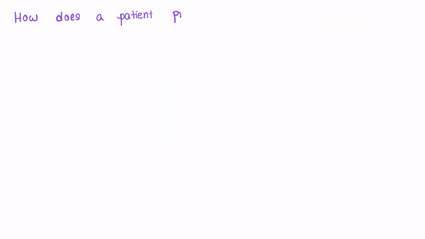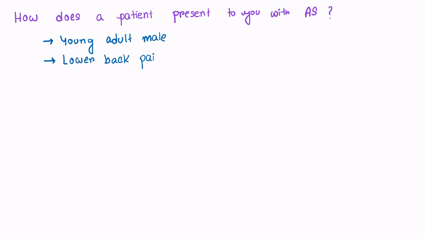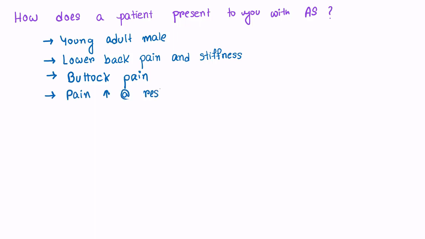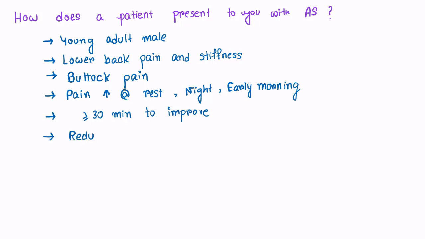Now, how does a patient with ankylosing spondylitis present to you? A young adult male with lower back pain and stiffness, and pain in the buttock region. The pain increases at rest, at night and in the early morning. It takes at least 30 minutes to improve the stiffness in the morning, and it reduces with activity.